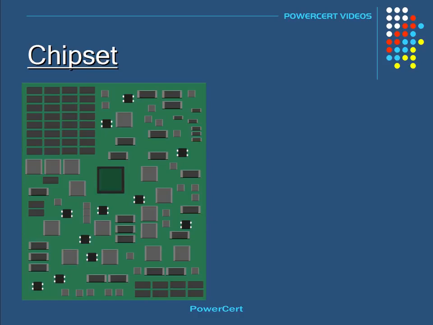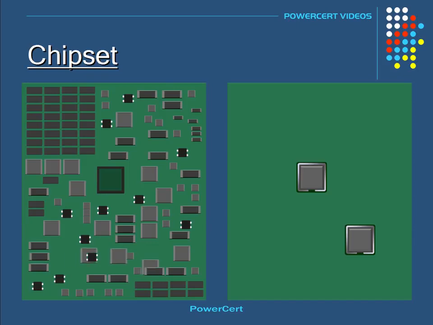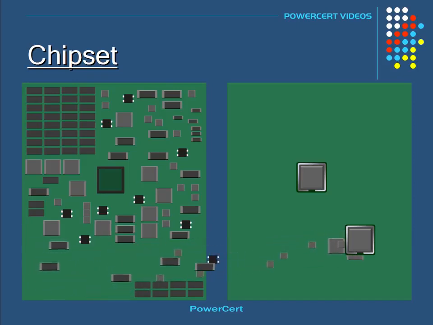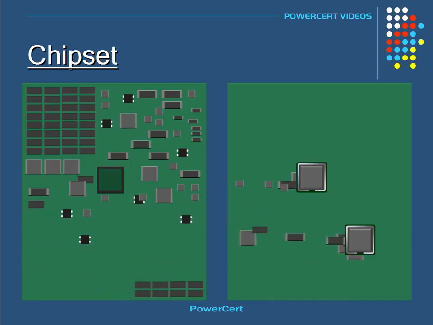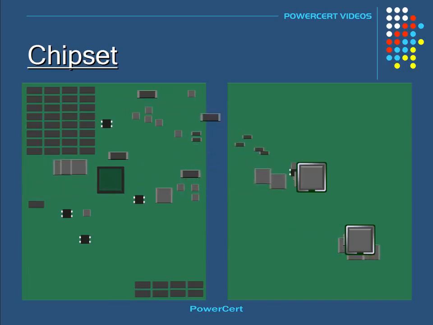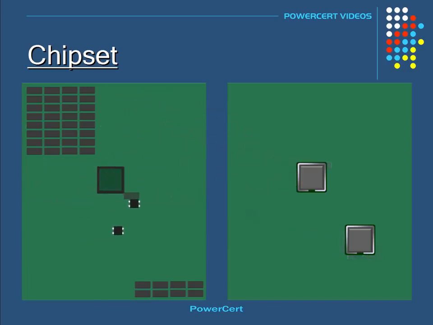So as technology progressed, computer engineers decided to reduce the number of chips and have them more in a centralized location. So instead of having these different chips scattered all over the motherboard controlling different functions, they reduced the number of chips to do the same job and condensed them to only a few chips, or what's now called a chipset. And that's what a chipset is.